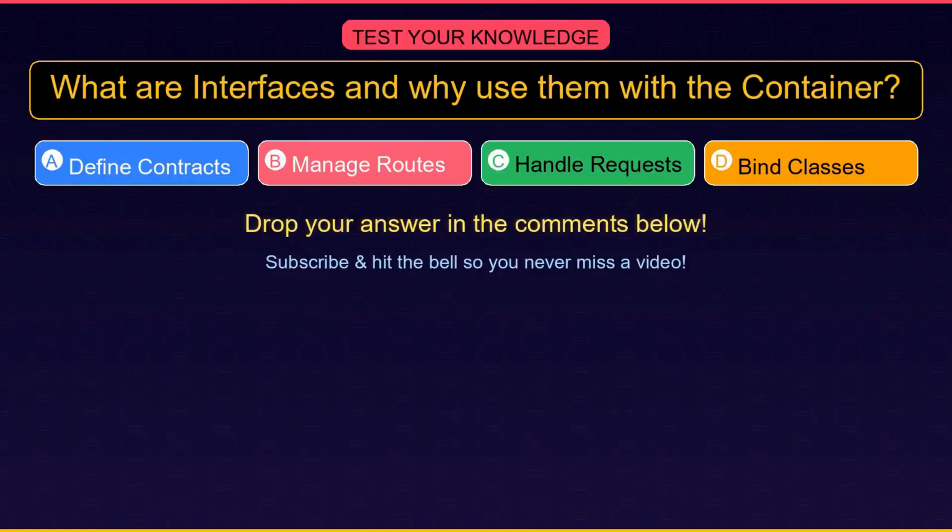Here is your knowledge check question. What are interfaces and why use them with the container? Drop your answer in the comments below.